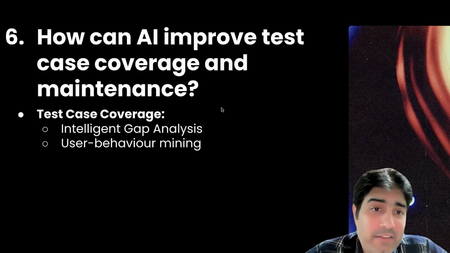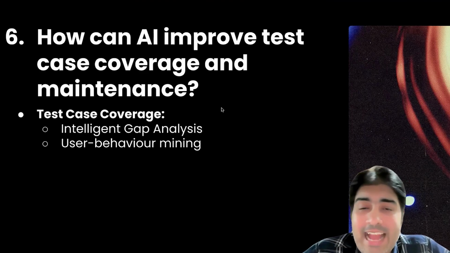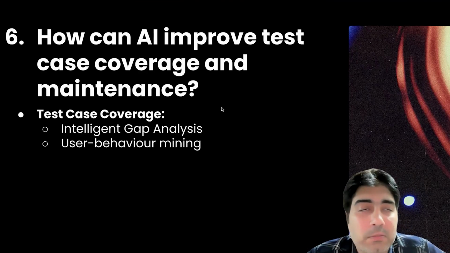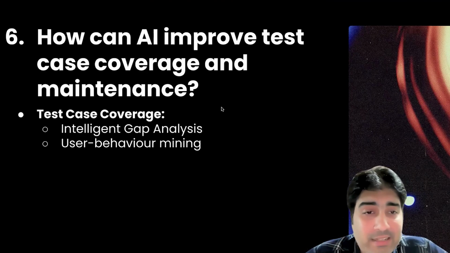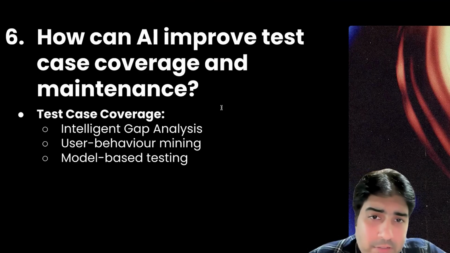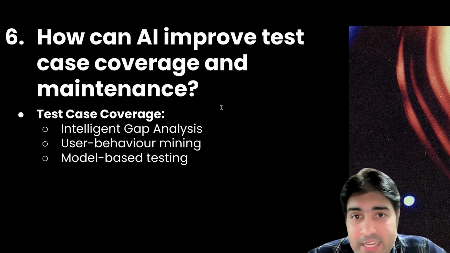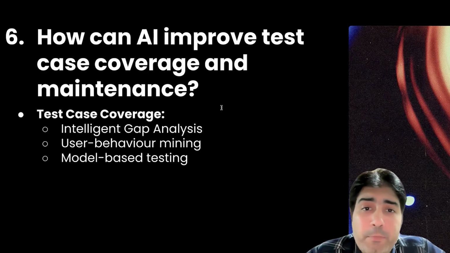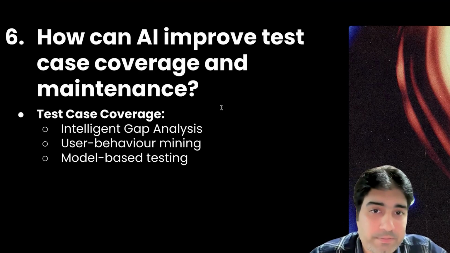Second, user behavior mining. AI can also be used to study analytics data and real-world click streams to create test cases for the most used and most error-prone features, improving the risk-based coverage. Lastly, many of you might have heard model-based testing. AI agents can crawl your application, map the DOM structure, and auto-generate a model of possible navigation paths, then produce test cases to cover each route.